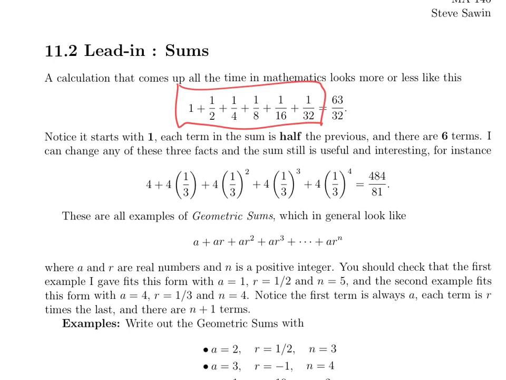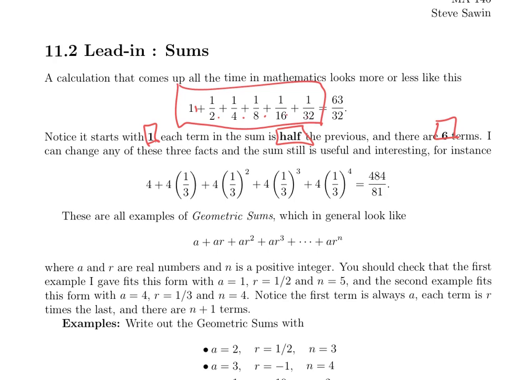I want you to notice that the sum starts with 1, and that each term is half the previous. Half of 1 is a half, half of a half is a fourth, half of a fourth is an eighth, and so on. And there are 6 terms: 1, 2, 3, 4, 5, 6.